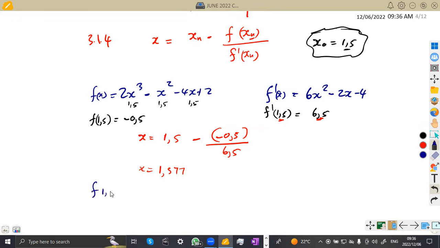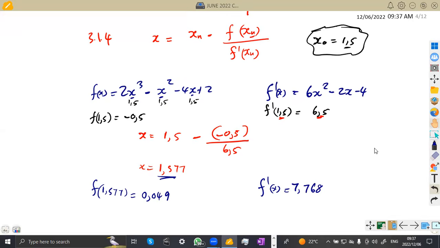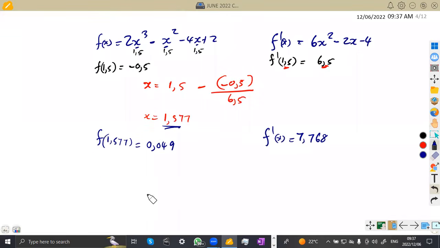We are supposed to substitute now into f of 1,577. In f of x here, you substitute 1,577 in everything. You are going to obtain something like 0,049 to 3 decimal places. You do the same on the first derivative of x. You substitute this answer that we got, which is 1,577 here. So you're going to obtain something like 7,768. All right, so using the formula that we had, that means the x that we are going to have as an approximated solution, because this is twice. So that was the first one. Now we are applying Taylor's method twice.